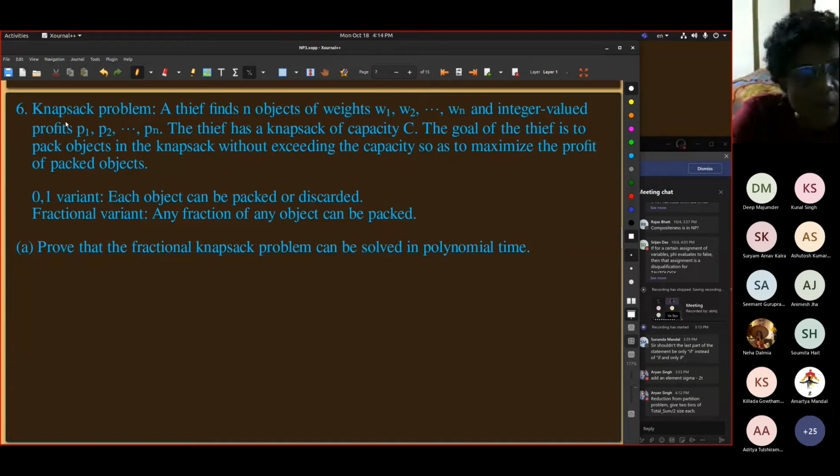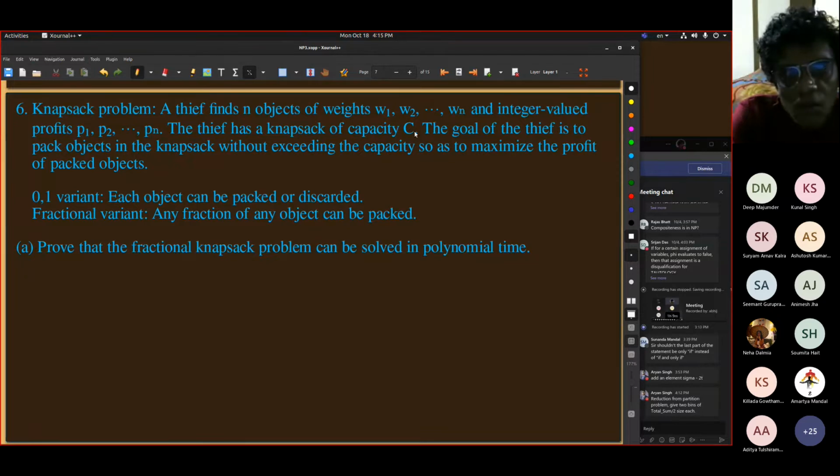This is the knapsack problem. So let's say a thief goes to some house and finds objects that he can take, and these are of weights W1 through Wn. And the thief has a notion of how costly these items are. So these are also some profits. Let us call them P1 through Pn. Now the thief has taken with him a knapsack of capacity C only.